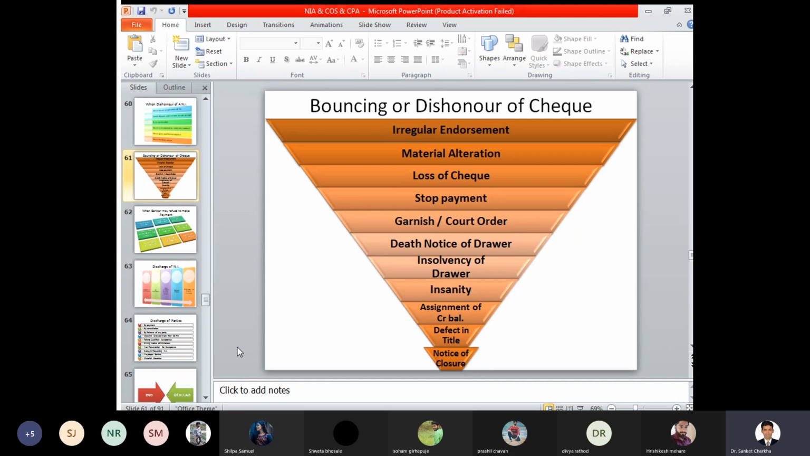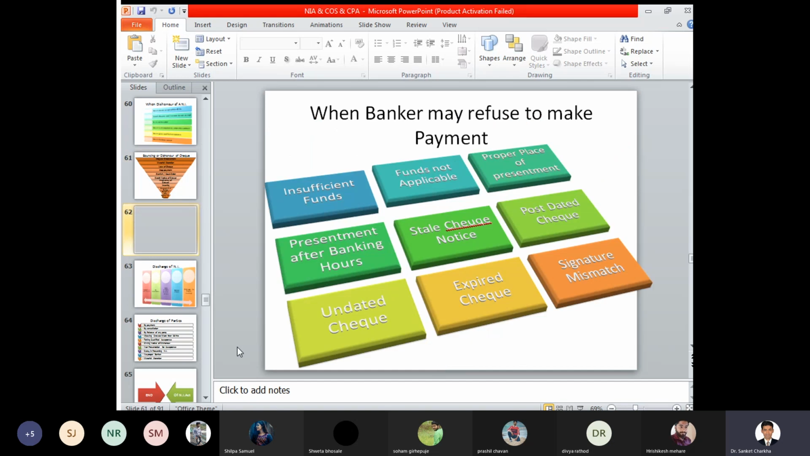And lastly, notice of closure. The notice of closure: if a particular person, that is a particular drawer, has given a certain notice to a bank with respect to closure of a particular account, then accordingly, if a particular order has been passed by the respective bank or a particular action has been taken for closing that particular account, then also we can say that the bank can refuse to make a payment, or the check gets dishonored, or the check gets bounced by a particular bank.